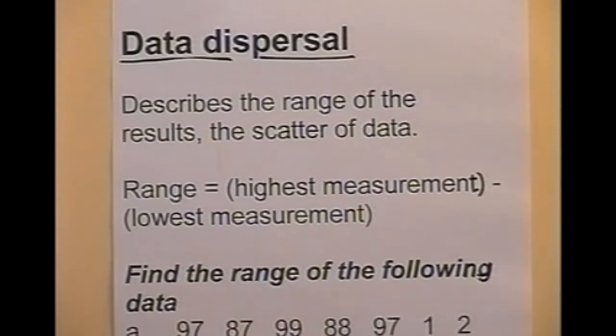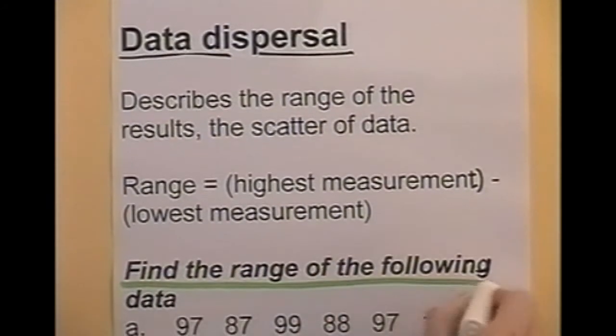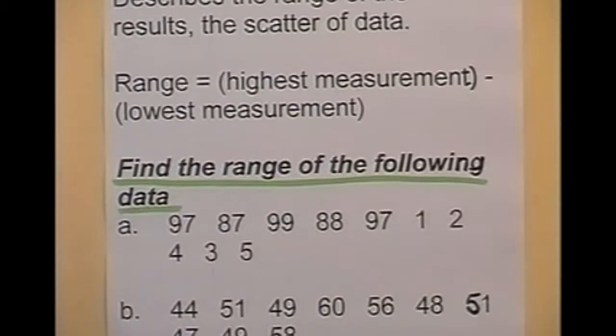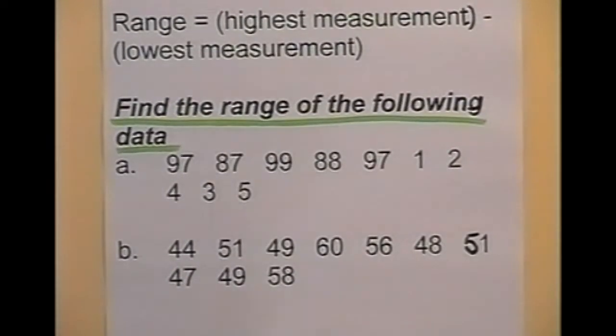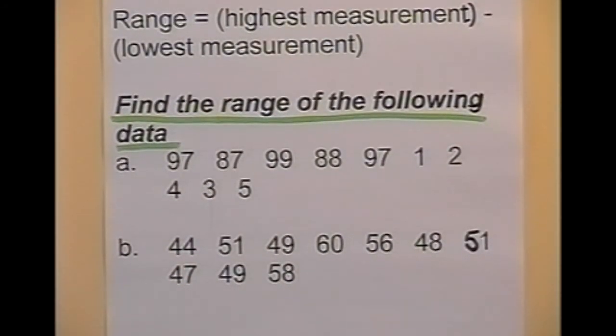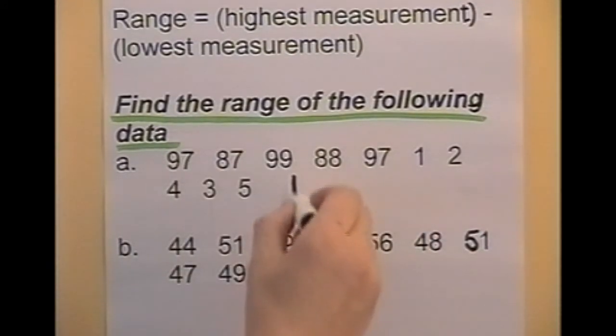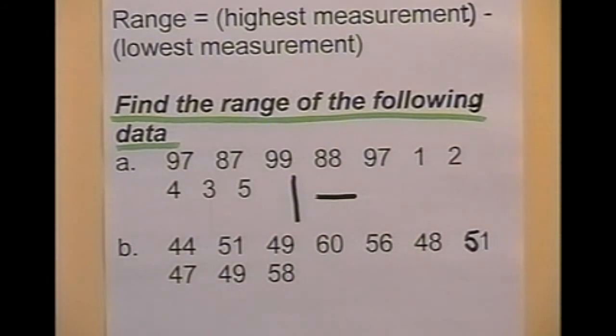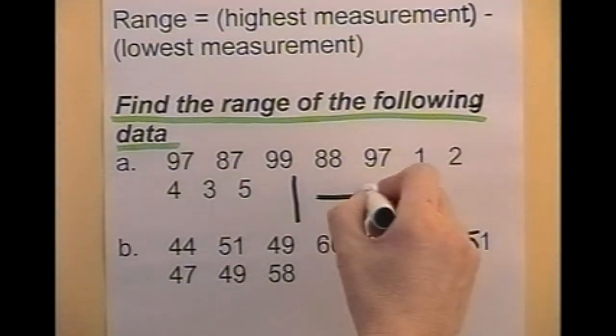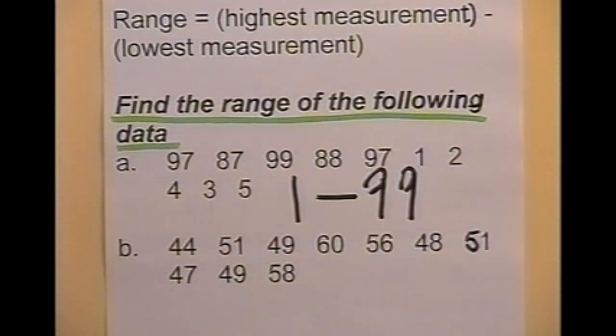So the question is, find the range of the following data. So I have a set of data here. Find the range. Now let me just look for the lowest number. Well, I see the lowest number here is 1. Now let me look for the highest number. Well, the highest number here is 99. So the range of this data is simply 1 to 99. The data ranges between these two values.